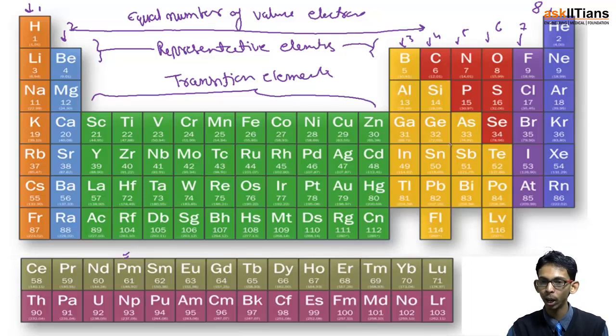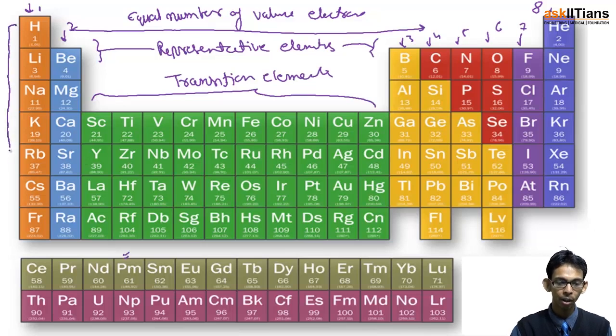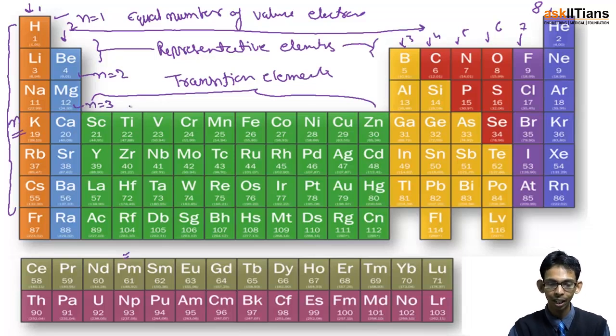If we are talking about group 4 elements, we know they will have 4 electrons in their valence shell. Now what about periods? Periods give us the principal quantum number n, the number of shells. Those elements which belong to the first period will have n equal to 1, that means only one shell. Those belonging to the second would have 2 shells. Those belonging to period 3 will have n equal to 3, that means 3 shells, and so on.